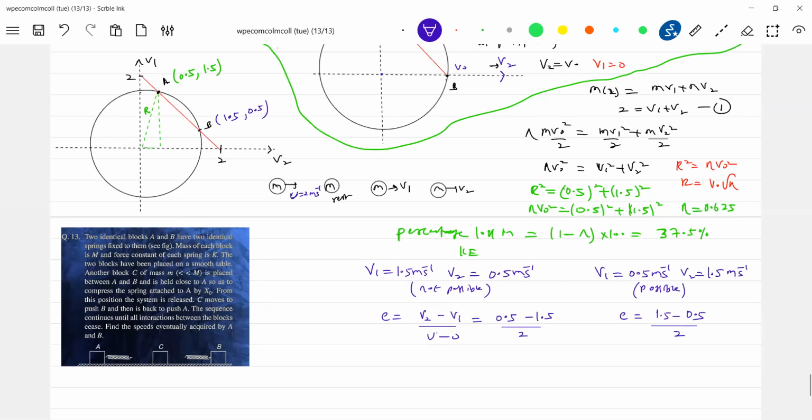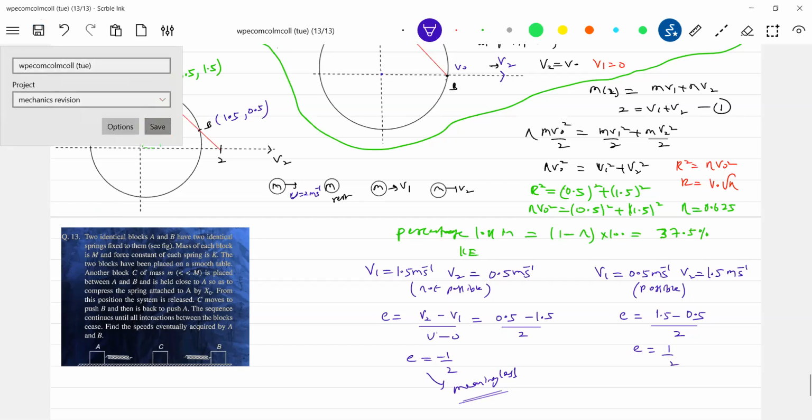This is possible, no? E cannot be negative. 1/4. Yeah. Not possible, no? 1/2 only, sir. 1/2 only. Yeah, 1/2. This will be 0.5, 1/2. Okay, this is meaningless, no?